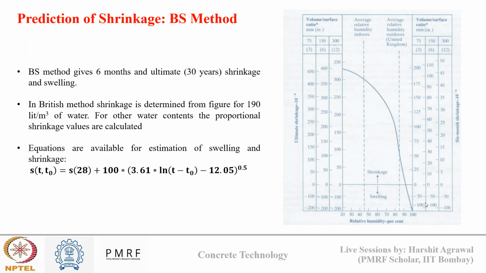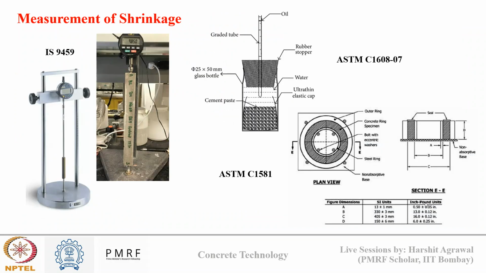And then using the BS method, where volume to surface area ratio and relative humidity are used to predict the shrinkage after 6 months and ultimate shrinkage. And finally, we discussed measurement of shrinkage, with the first being the length comparator for determining drying shrinkage based on IS 4959, autogenous shrinkage, which can be determined based on ASTM C1608, and the ring constraint shrinkage test, which is based on the ASTM C1581 method. Okay, so this is where we ended the last session.